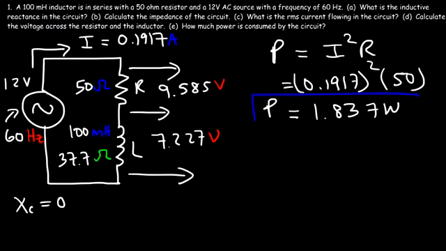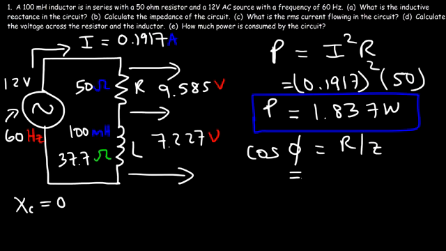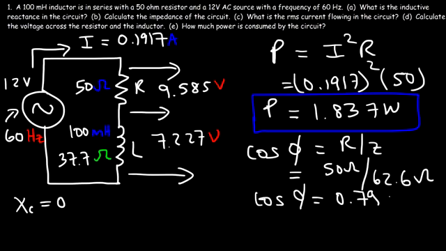Now there's another way in which you can get the answer. First, let's calculate the power factor. The power factor, which is represented by cosine, is equal to R divided by Z. So in this example, R is 50 ohms. The impedance, let me see if I remember what that was. That was 62.6 ohms. So the power factor is 0.7987.